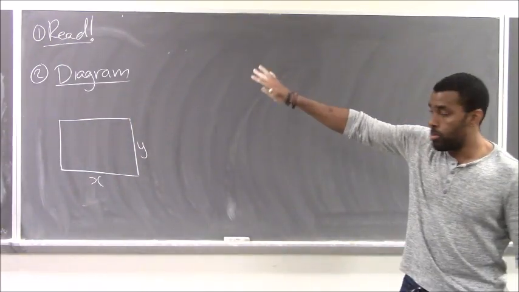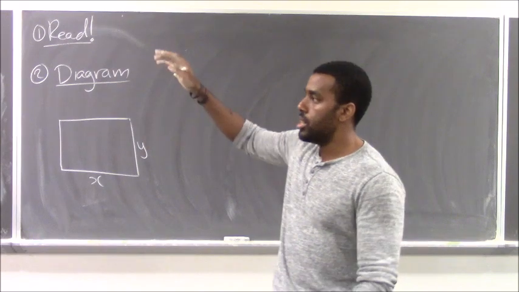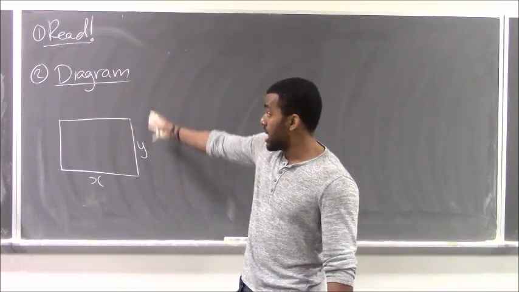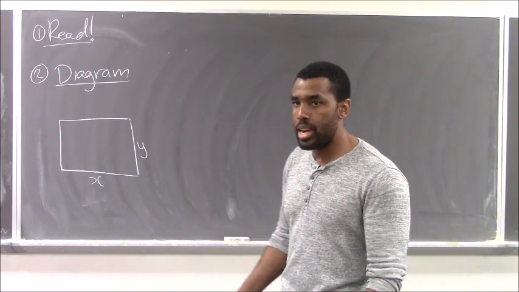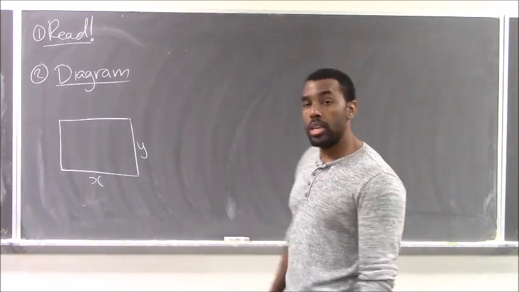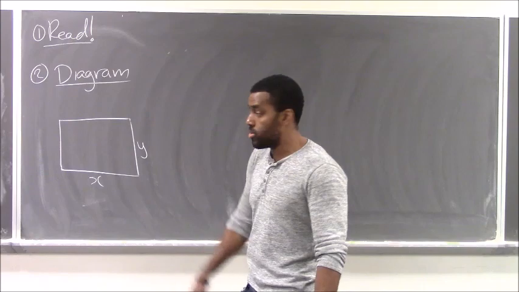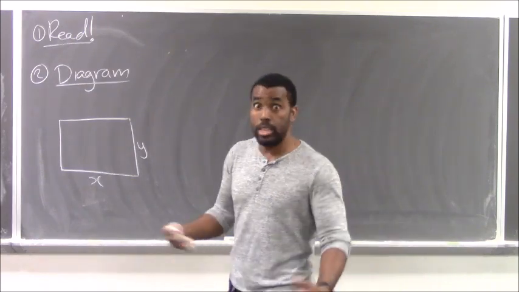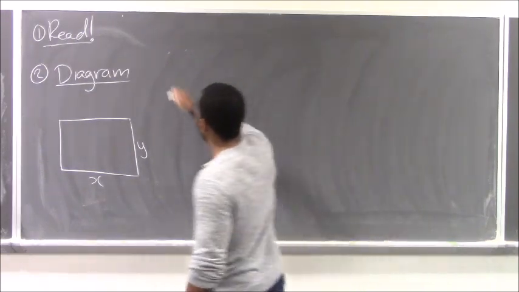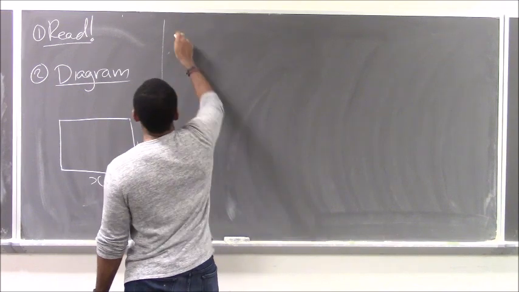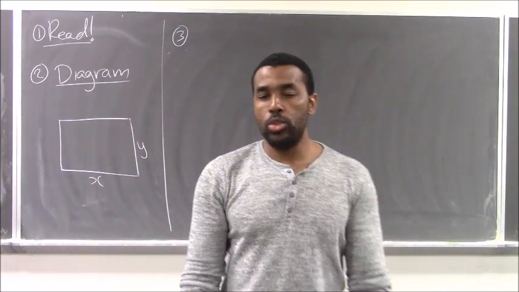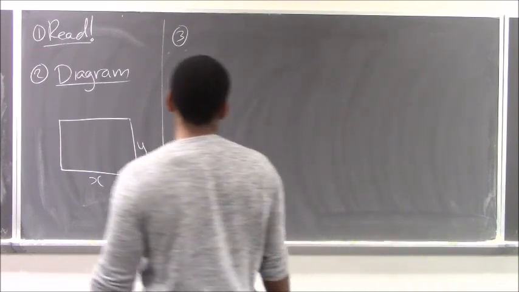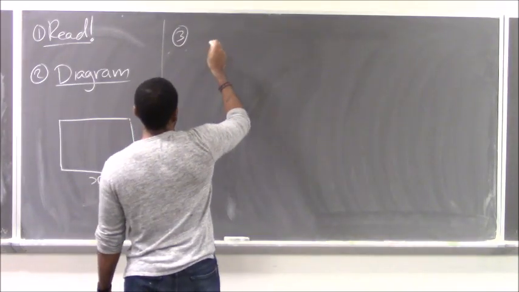So, I'm going to read the problem, fully understand it's optimization, fully understand the situation. I'm going to draw a diagram that represents the situation accurately. I'm going to label that diagram. So now, ultimately our goal is find the length and width, find the x and y such that the area is as big as it can possibly be. This brings us to the third step. Now the third step is where we set up our constraint and objective equations.